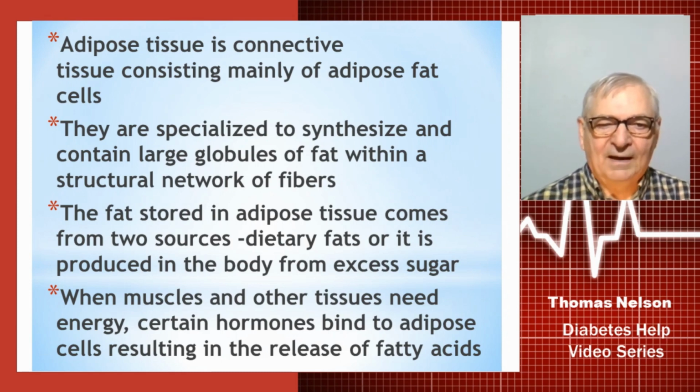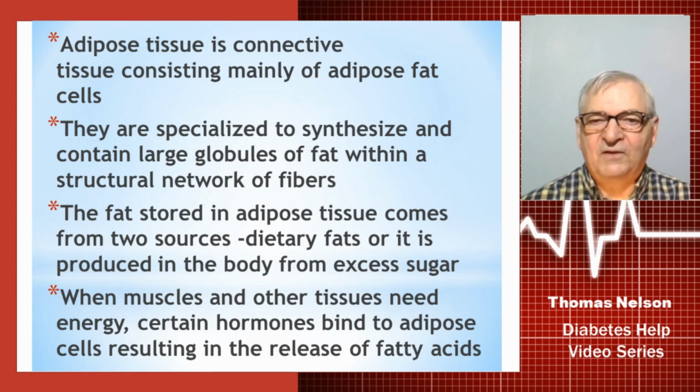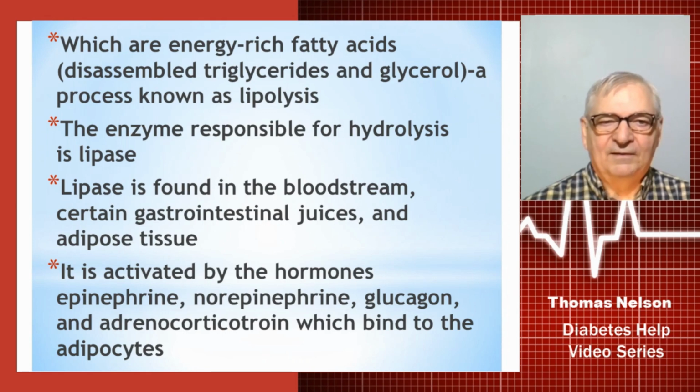So when muscles and other tissues need energy, certain hormones are going to bind to adipose cells, and that's going to result in the release of those fatty acids. These enzymes inside are going to disassemble those fatty acids, the triglycerides, and then release those individual strands of fat into the bloodstream. And those are energy-rich fatty acids. They're disassembled again from triglycerides and glycerol, which is a process known as lipolysis.